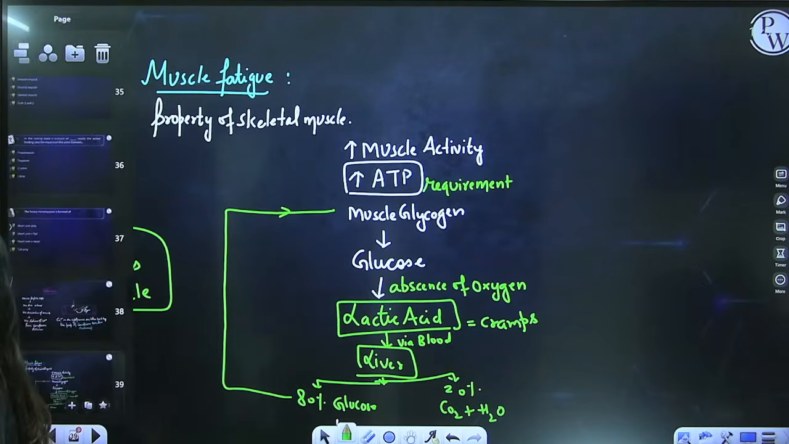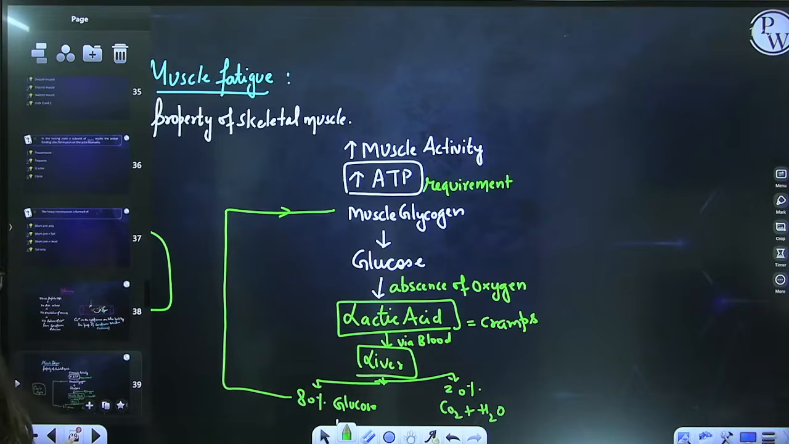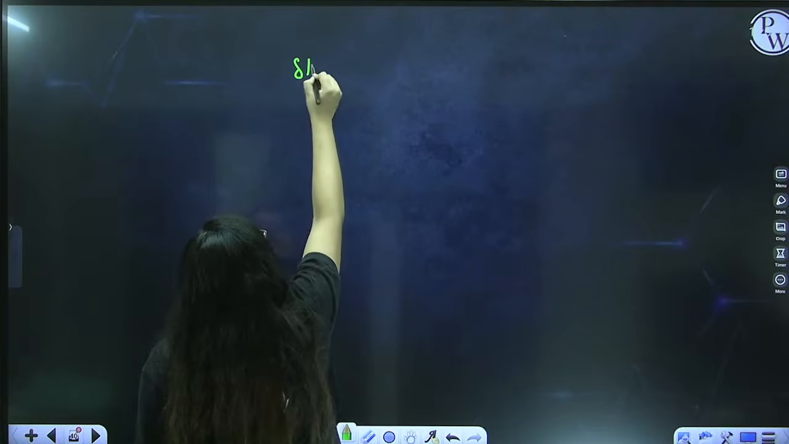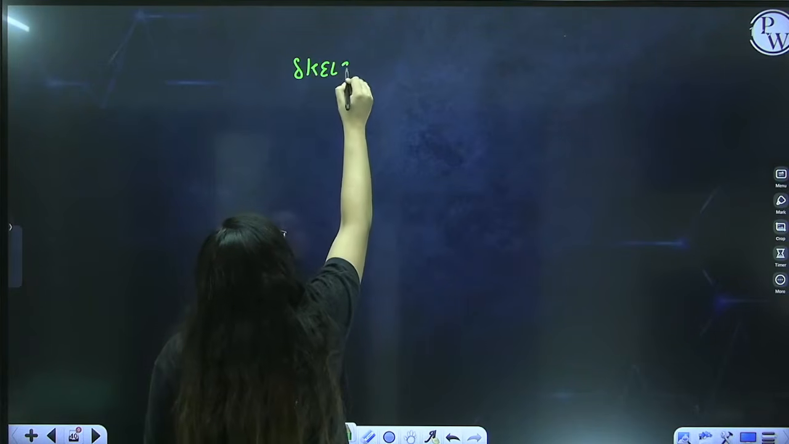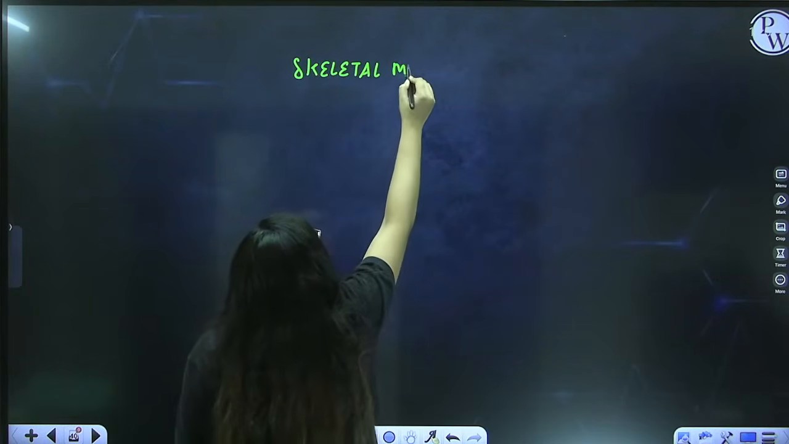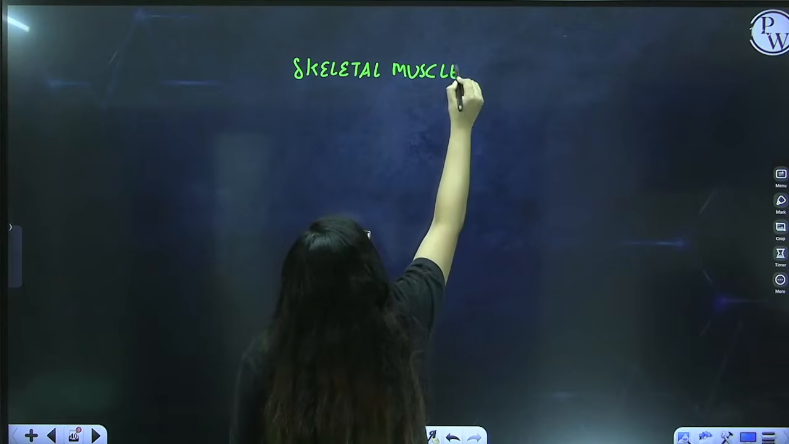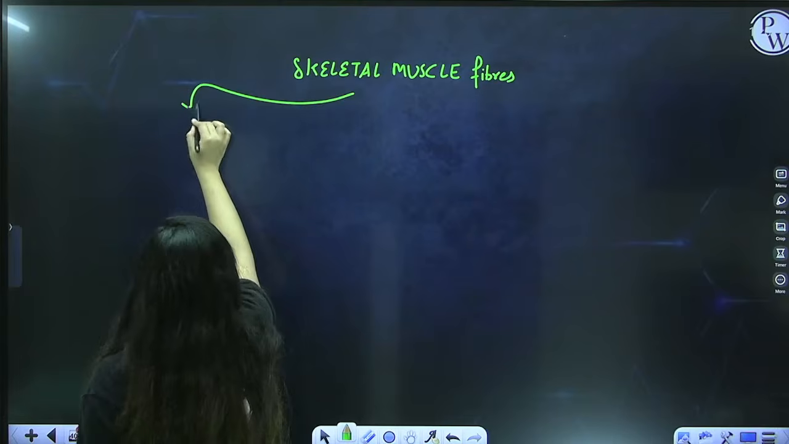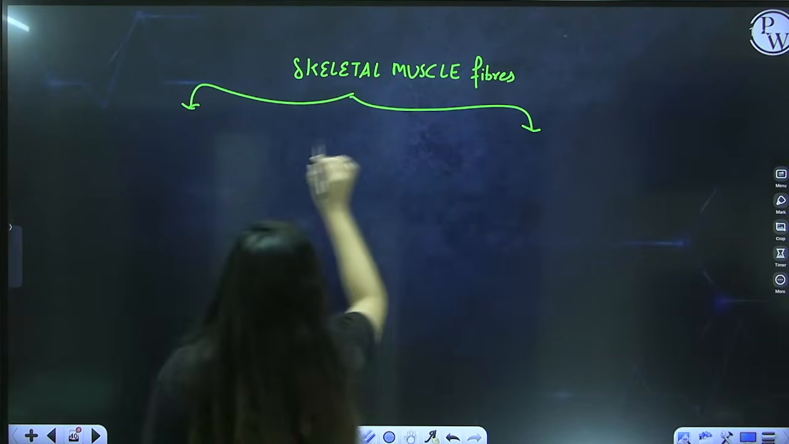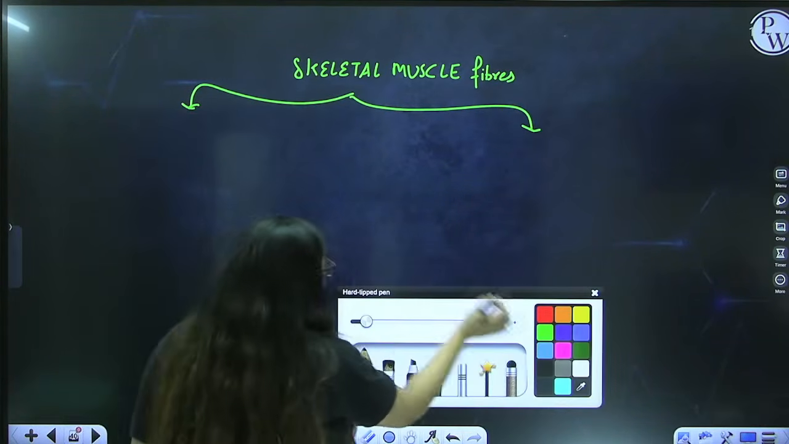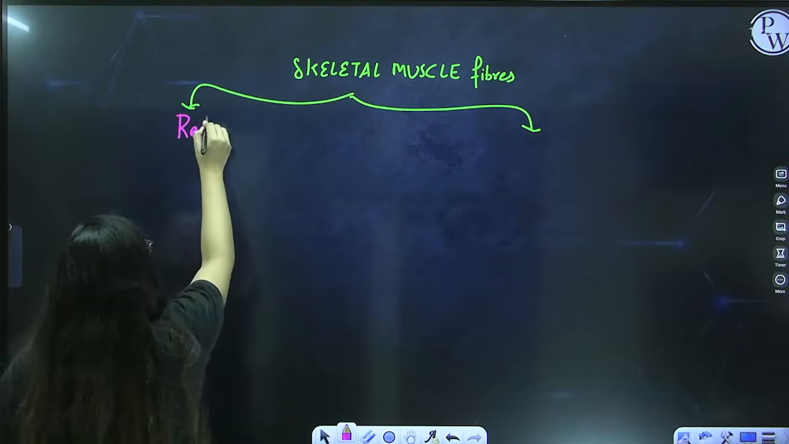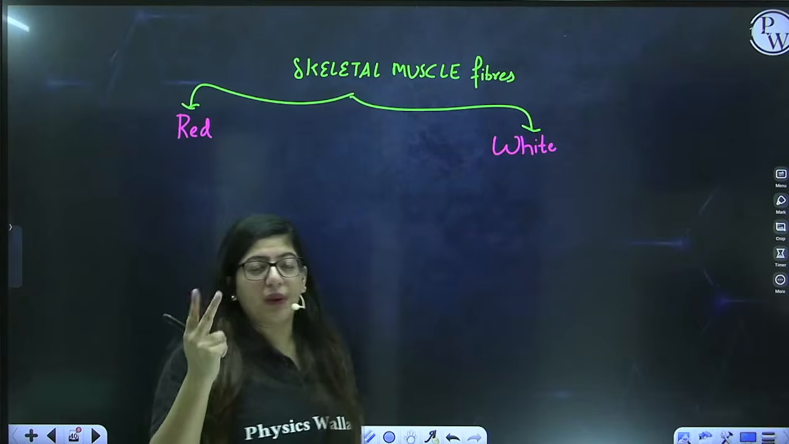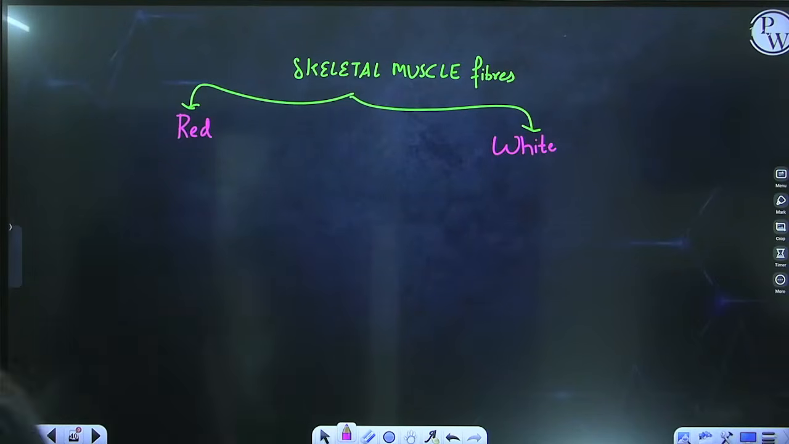All right, so let's move further and talk about types of skeletal muscle fibers. It's very tough to write in capitals sometimes. Your brain gets confused. So there are two types of muscle fibers, guys. One is a red muscle fiber, another is white. You heard me right? We have two types of skeletal muscle fiber. One is red, another is white.